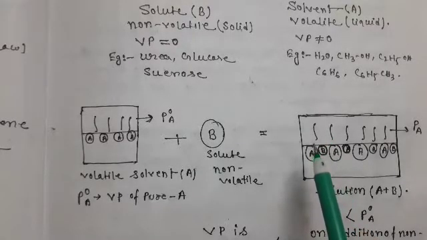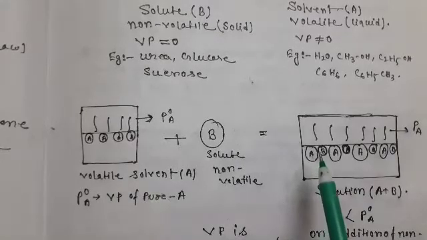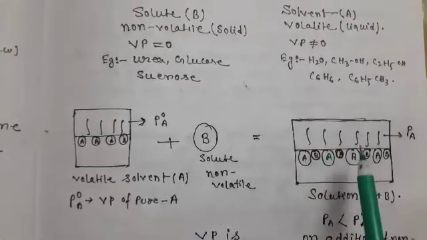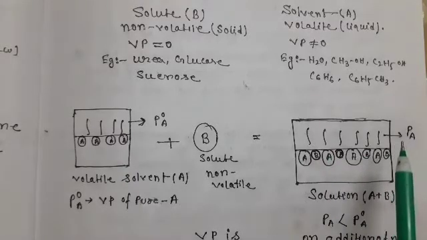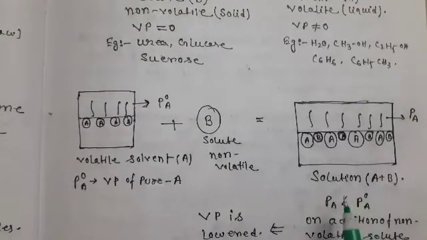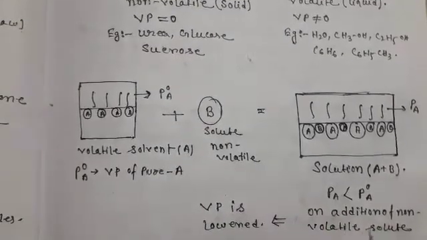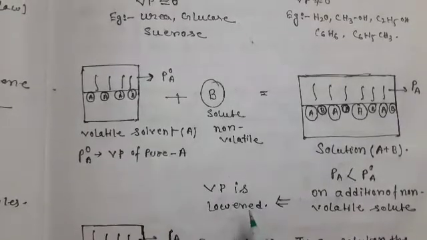Here only the vapor pressure produced by A molecules, that is the volatile liquid. The presence of A molecules in the surface area decreases. That is why the vapor pressure of the solution also decreases, and the vapor pressure of the solution is denoted by Pa. Here Pa is the vapor pressure of solution. Now we can write P naught A, the vapor pressure of pure liquid A, is greater than Pa, that is the vapor pressure of solution. Why did this happen? On adding non-volatile solute. Due to the presence of non-volatile solute, vapor pressure is lowered.